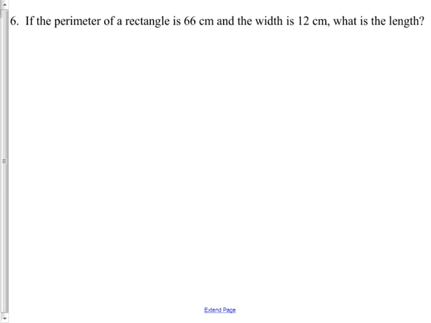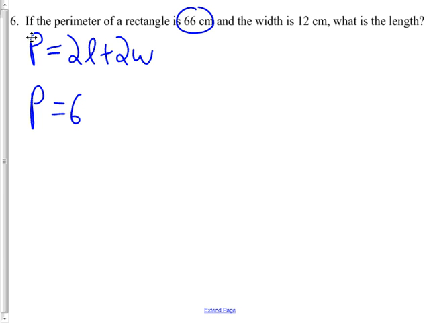Move on to the next problem. If the perimeter of a rectangle is 66 centimeters and the width is 12, what is the length? Now previously, we already solved for the length with this formula. If you hadn't, here's how we would solve it, right? We would plug in what we know. We have perimeter is 66. We have width is 12. And then length is what we're looking for. Okay? So we'd plug it in.